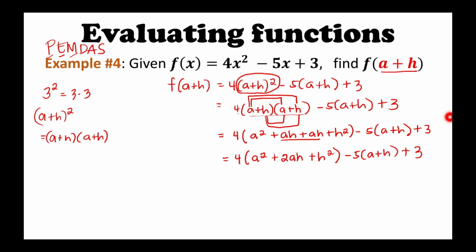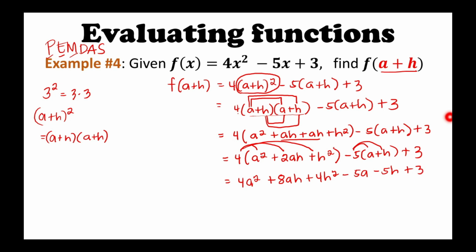Then, the plus 3. This time, we're going to use yung distributive property. So, 4 times a squared is 4a square. Then 4 times ah is equal siya sa 8ah. Then 4 times h squared, therefore this is 4h squared. Then negative 5 times a is negative 5a. Then negative 5 times h is negative 5h. Then yung plus 3. So in this case, combine like terms tayo.